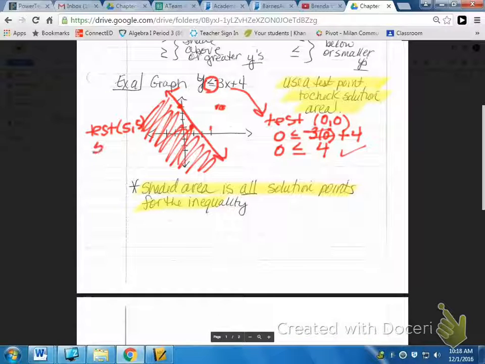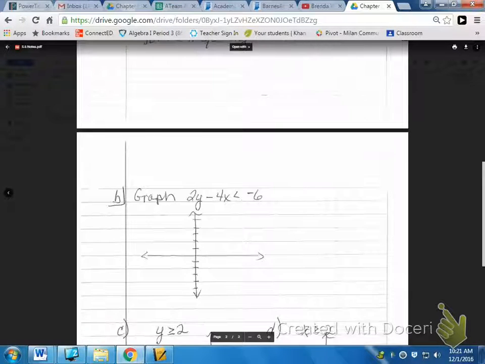So we would say 5 is less than or equal to negative 3 times 5 plus 4. So 5 is less than or equal to negative 15 plus 4. And then 5 is less than or equal to negative 11. True or false? False. Correct. That is not a solution area, so it will not work. So all of the solutions are in the shaded area. All of them make that inequality true. Questions?